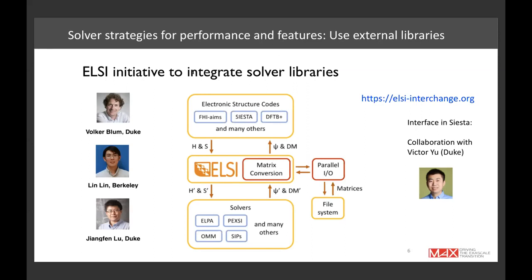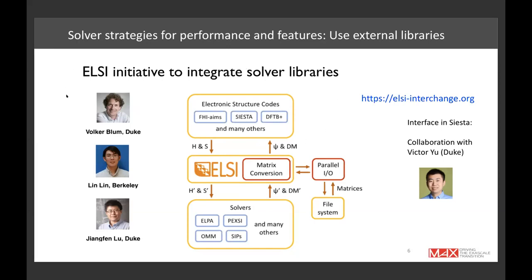And in fact, we can go one step further. The ELSI initiative is like a meta library for solvers. It aims at offering an intermediate layer that connects electronic structure codes with available solvers, so that you don't worry about the conversion of matrices, different formats, different options. You give the Hamiltonian and the overlap matrix to the ELSI layer, select the solver, and then you get back, wherever you need, the density matrix or the eigenfunctions.